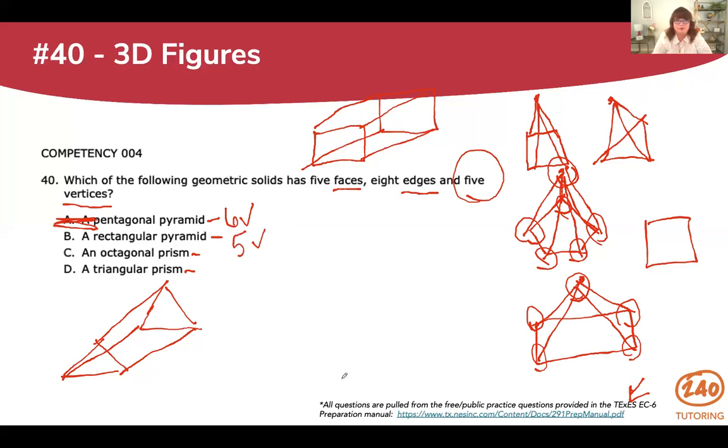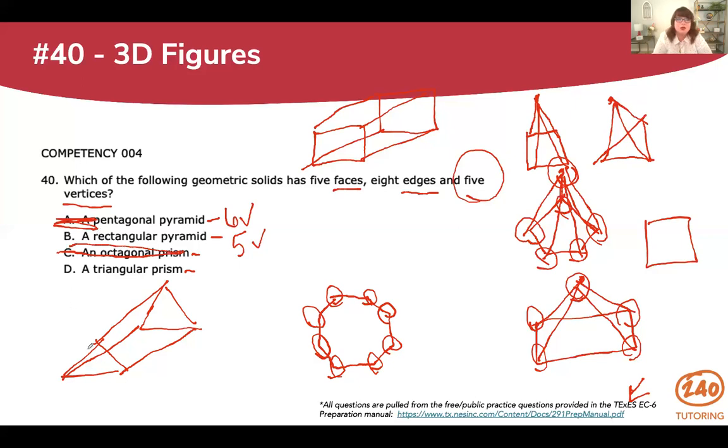Octagonal prism. Well, we know an octagon has how many sides? 8, like octopus, okay? So if I draw an octagon, which is real fun here on this screen, and it's going to be all wonky, but just bear with me. For every side, there's a corner. So if an octagon has 8 sides, it's going to have 8 corners or 8 vertices. That's just on one. I haven't even drawn the other ends yet. So we can rule out octagonal prism. It's going to have way more than 5 vertices, way more.